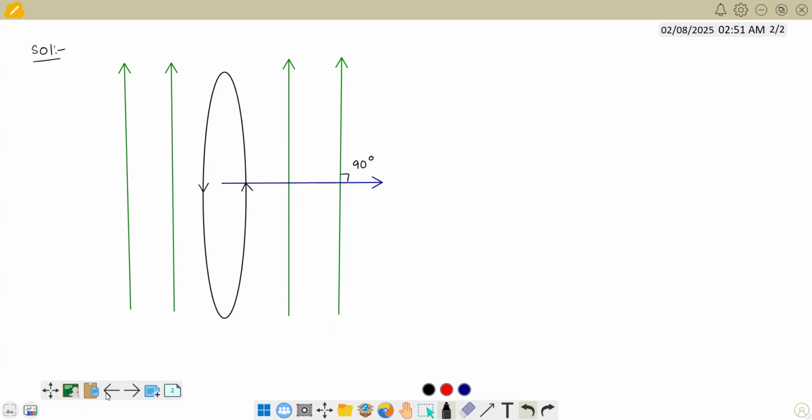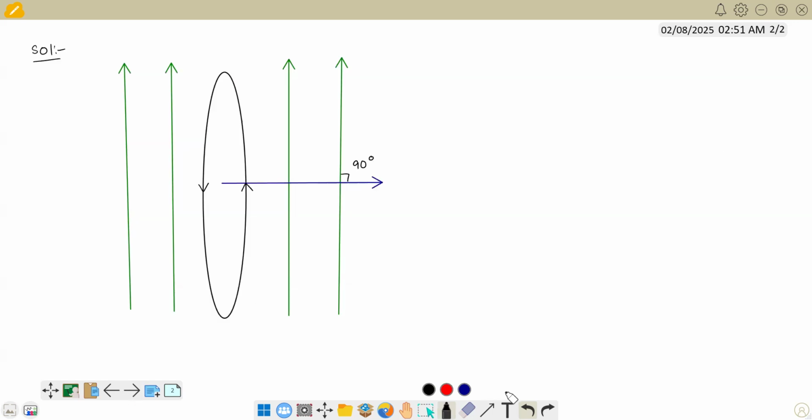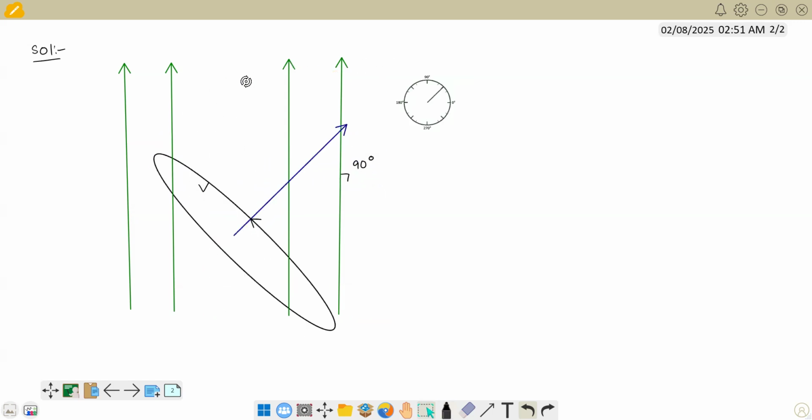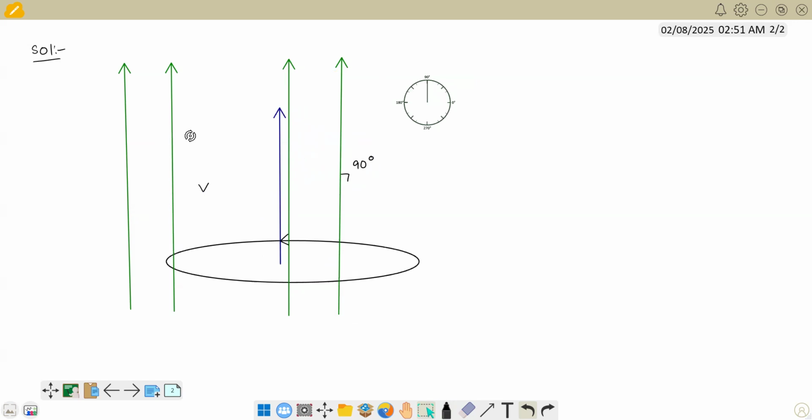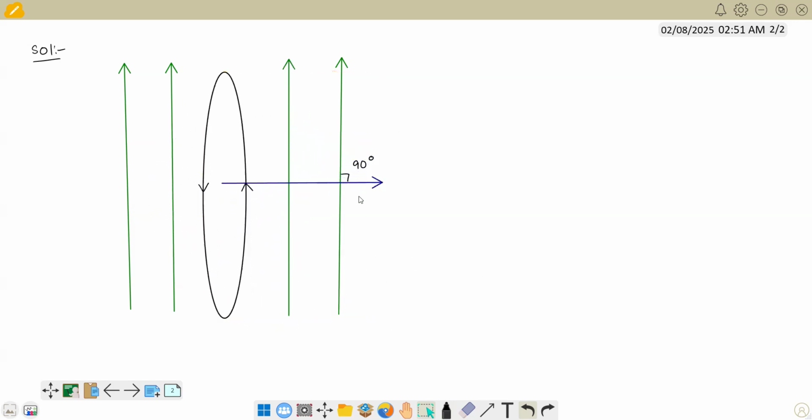But what most of the authors have considered is that when it is written face parallel to the magnetic field lines, in many books it is taken as though this configuration. They have taken that the initial angle between both of them is 0 degrees. But that is wrong. When we say face of a coil, it actually means the planar surface.